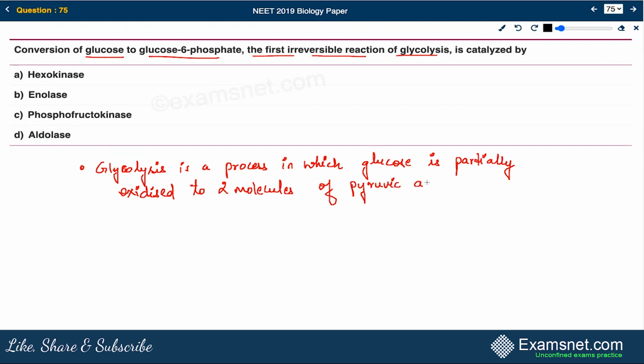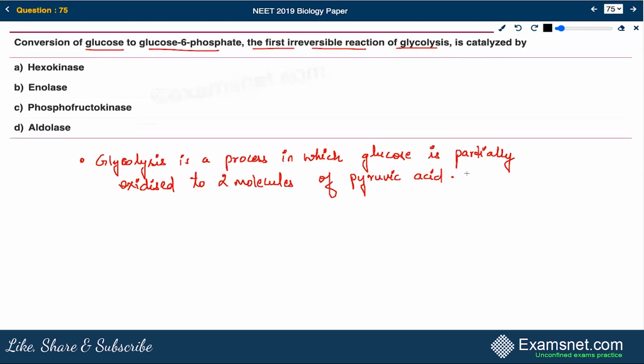Now, since this question is talking about the first irreversible reaction, that is glucose getting converted into glucose 6-phosphate. Clear? The enzyme that catalyzes this process is called hexokinase. This is the very first important enzyme that has been mentioned in the NCERT book also. So the correct answer here will be hexokinase.